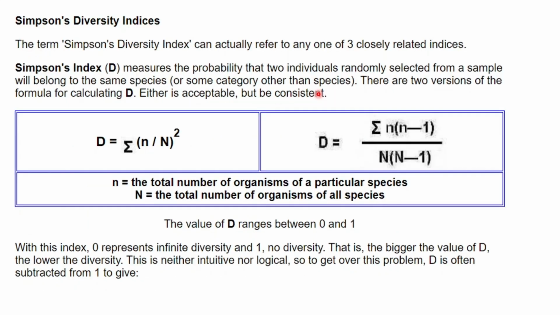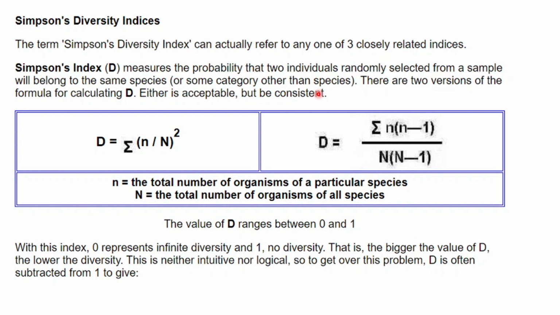Now we'll go on to the calculations. So what is Simpson's diversity index and how is it calculated? It measures the probability that two individuals randomly selected from a sample will belong to the same species, or the same category other than species. There are two versions of this formula for calculating Simpson's index. Either is acceptable, but we need to be consistent. If we are using one formula, we need to be consistent with it throughout the entire sum.